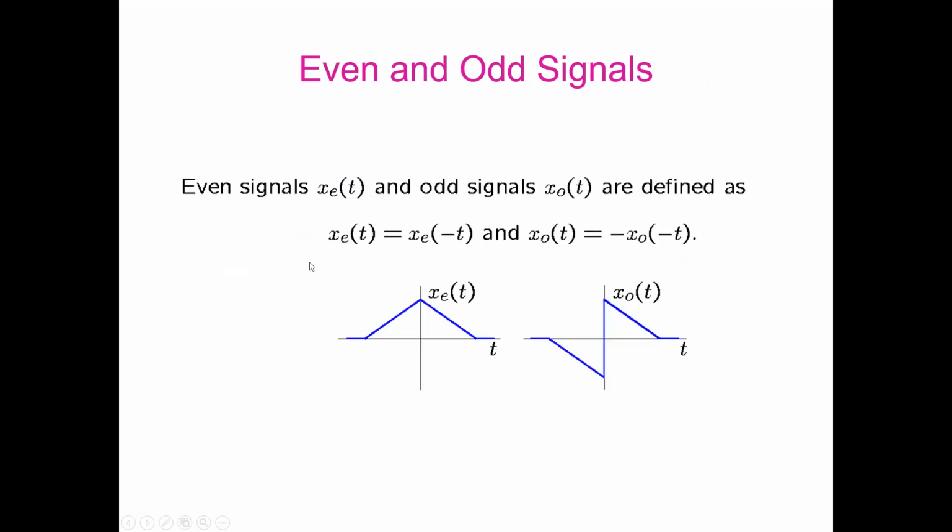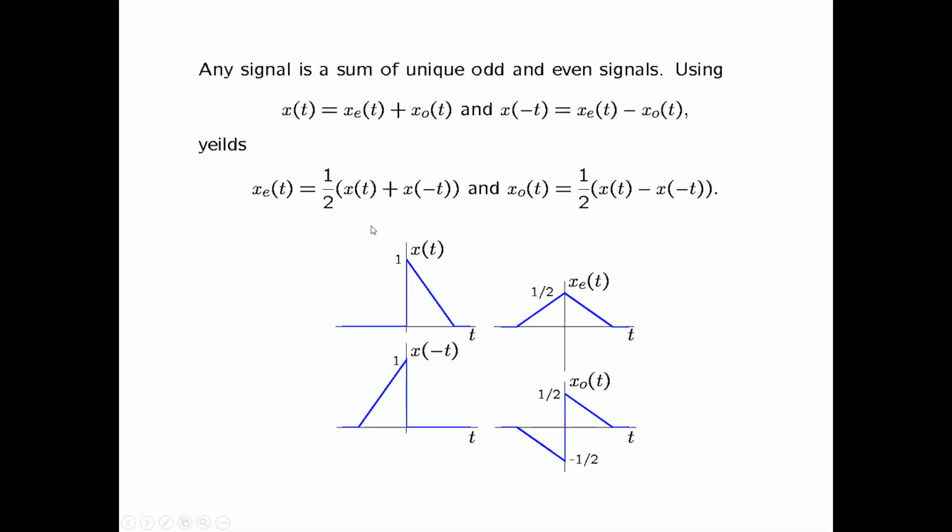Even and odd signals, we have also seen this. Even signals x_e of t and odd signals x_o of t are defined as x of t is equal to x_e of t plus x_o of t. Okay, this is even and odd signals.